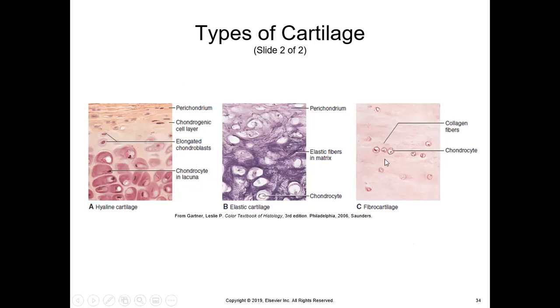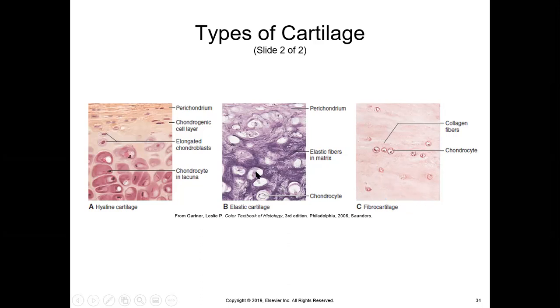But you see the fibrocartilage, there's a few chondrocytes, but a whole lot of collagen bundles. This is very hard. This fibrocartilage makes up like the cartilage between vertebrae. And so when you talk about vertebral discs, they're made up of fibrocartilage.